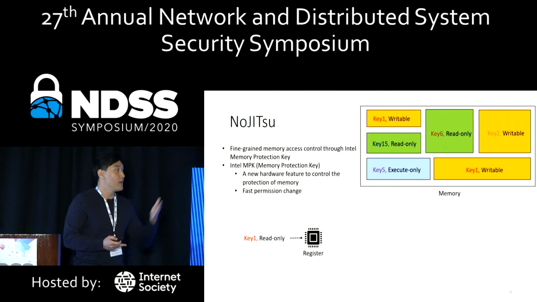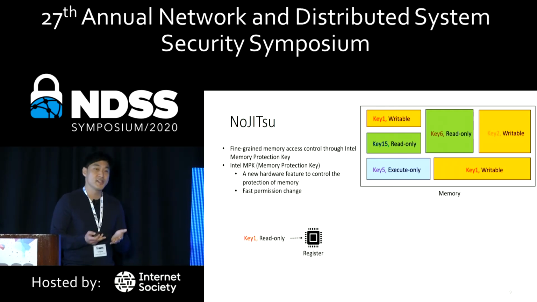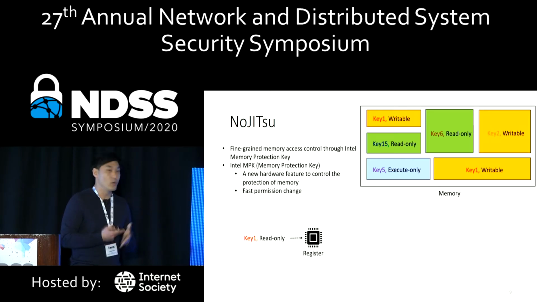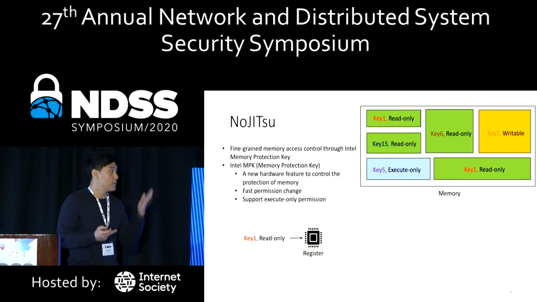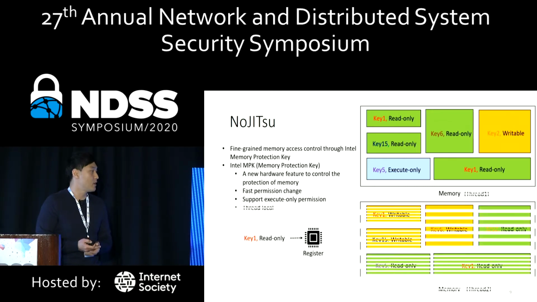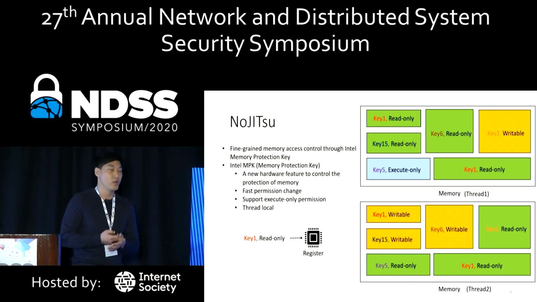Look at this slide. Each memory chunk is assigned one of up to 15 keys with associated permissions. So when someone wants to change the permission of the chunk, the only thing they have to do is change the permission bits of the specific key in the PKRU register. Then the memory chunks with the same key are affected. Also, MPK supports execute-only memory, which mprotect cannot. And finally, MPK is thread local, which means that each thread has a different view of the permissions of the same chunk of memory.